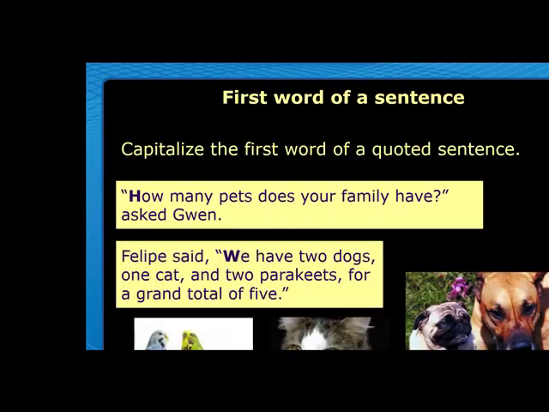"Oh, wow," Flip said. "We have 2 dogs, 1 cat, and 2 parakeets for a grand total of 5." "Wow, what a large family. I have only 1 cat." So again, we capitalize Flip, which comes at the beginning of the sentence, and also because it's a name. And secondly, we capitalize the W. It comes at the beginning of this quoted sentence.